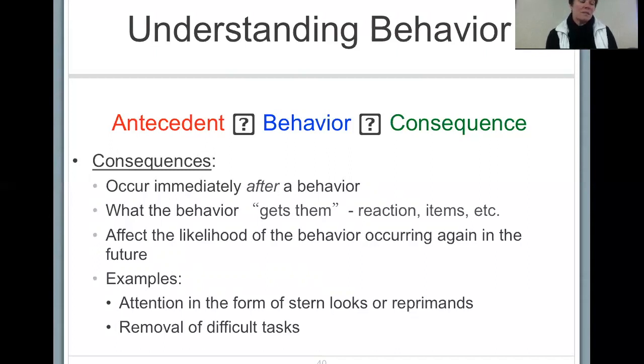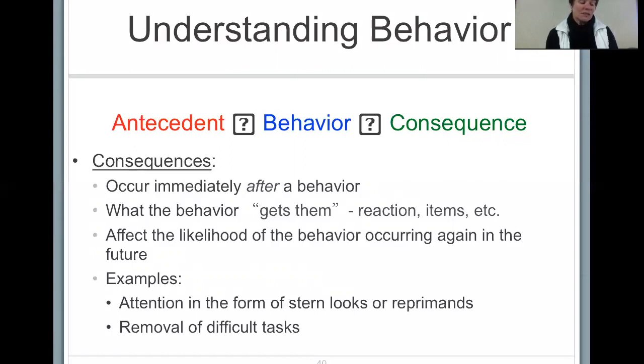Another consequence might be removal of a difficult task. If a student crumples up a paper and throws it on the floor and throws a fit, they may get kicked out of class, and therefore the consequence is not having to do the work. Sometimes consequences for bad behavior can include the delivery of things like cookies or toys in an attempt to either distract or just get them to stop the behavior.